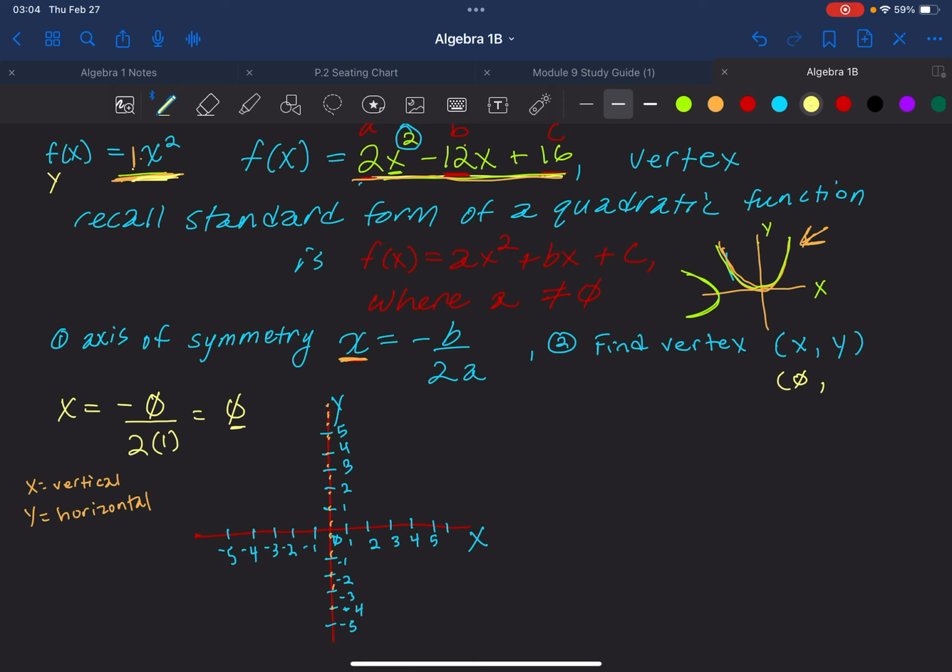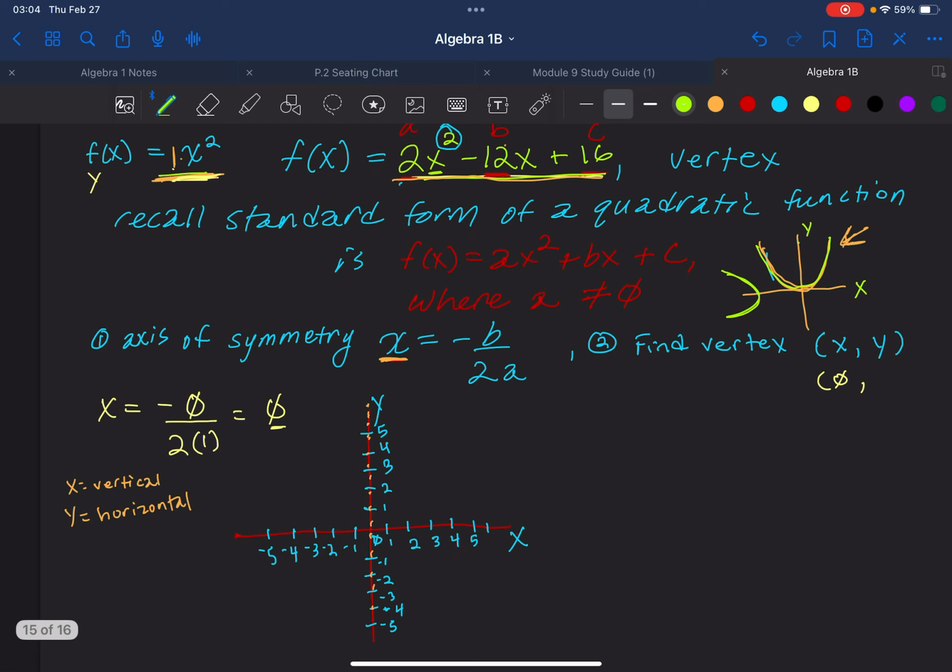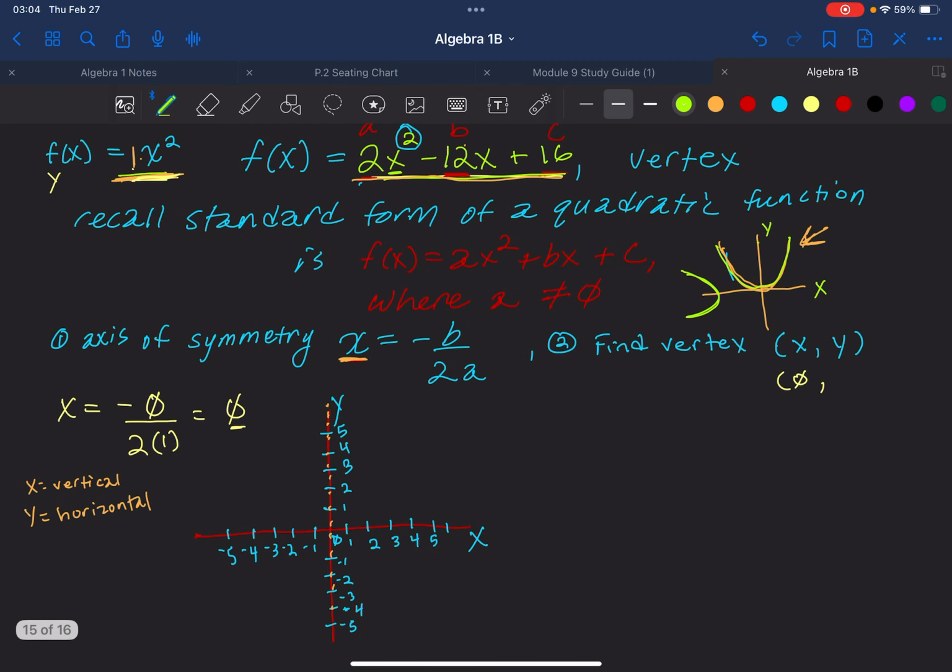So I'm just going to put 0 for here. Now we have to find the y coordinate. Well, guess what? To do that, you just take what you got for your axes of symmetry. In this case, we have 0, okay? And you're going to plug it into your equation. So back up here, remember, I'm doing this function. This is my equation, okay? X is equal to 0. So now I'm just going to substitute, or replace, my x with 0 and solve for y.